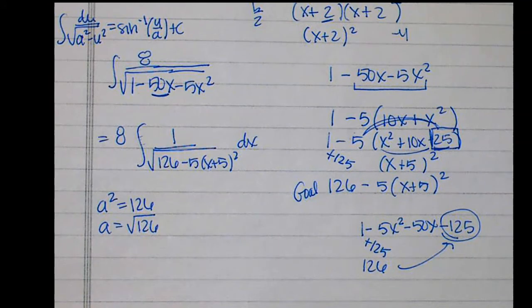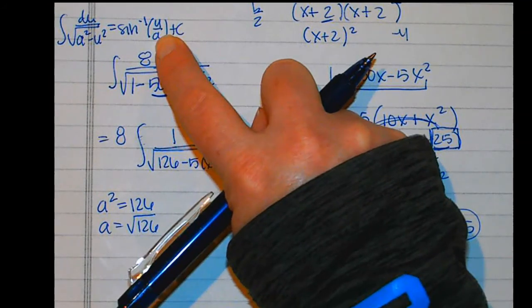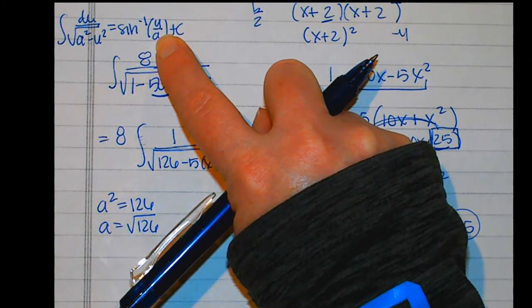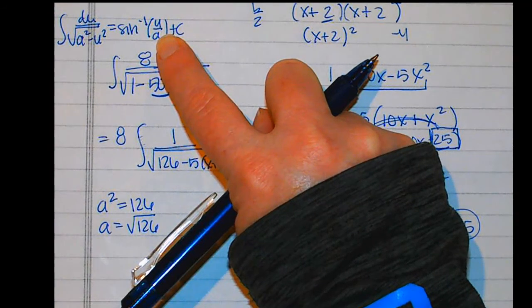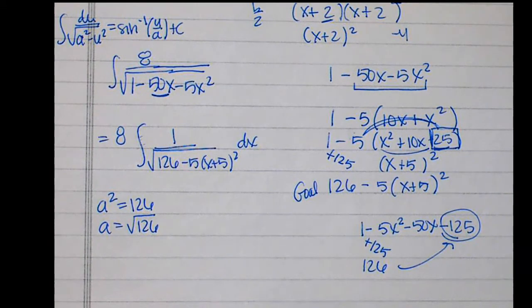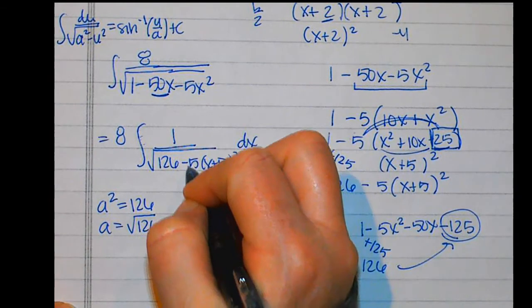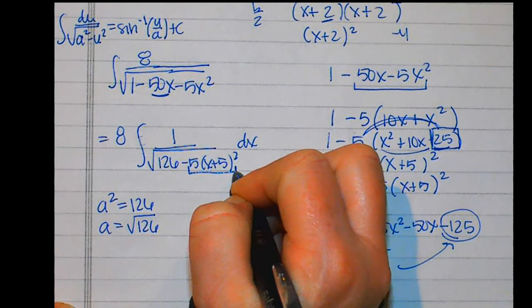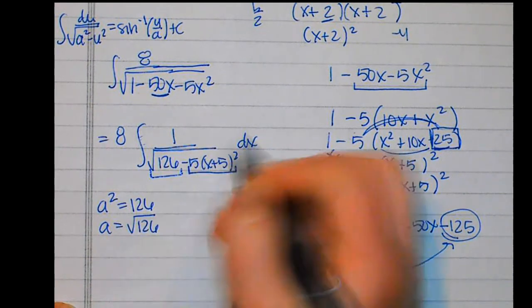So we found a. See, this equation needs an a. We got to throw an a in there. We got to figure out what that is. And then we got to figure out what u is. So we also can do what? The whole thing. So this is a, and this is u.